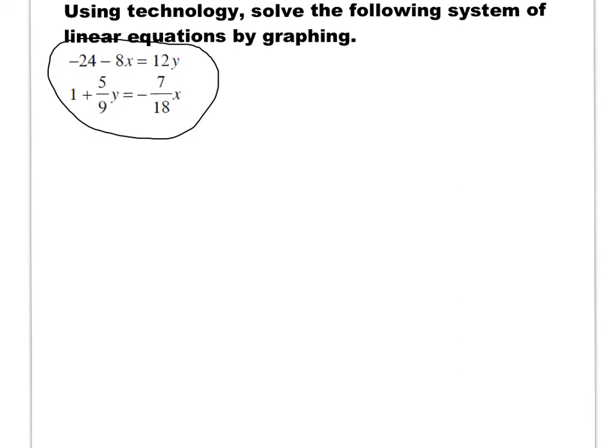We are going to use the site desmos.com to solve for the POI. So I'm going to go online on this site, and then I'm going to show you how you can plot these 2 lines and find the point of intersection.